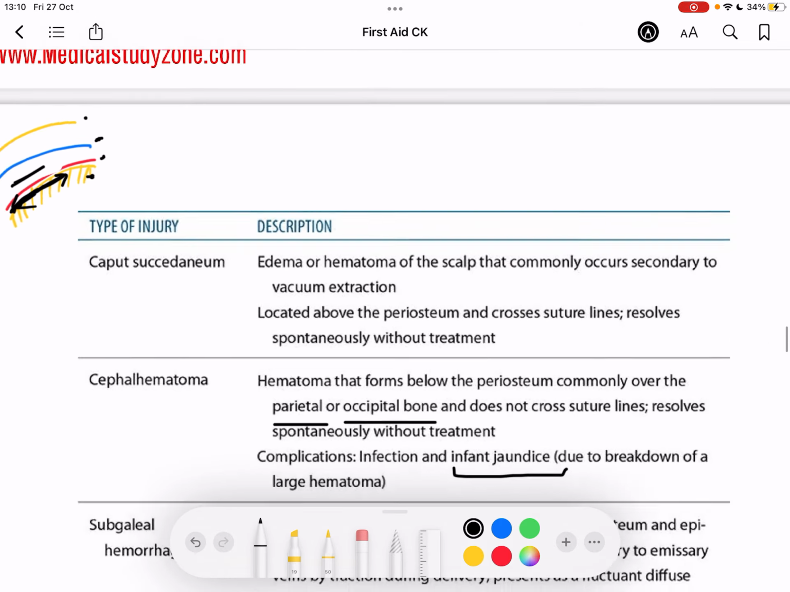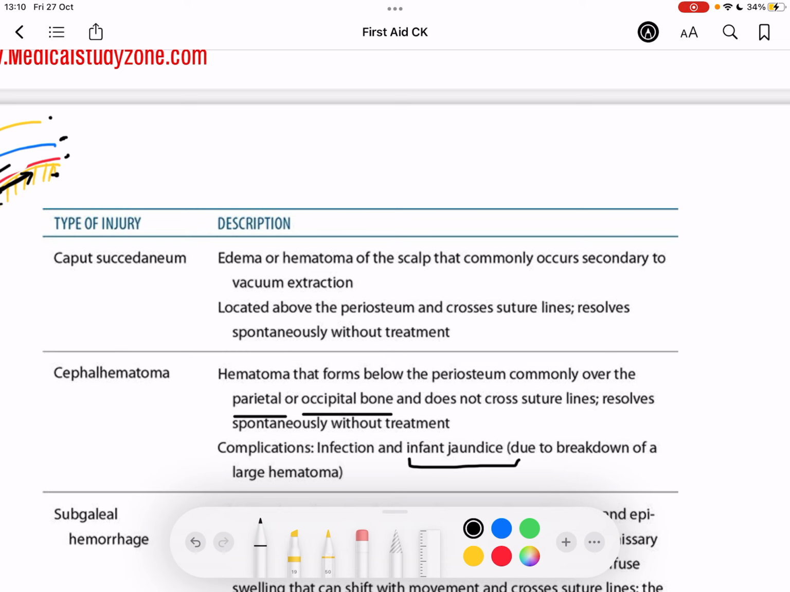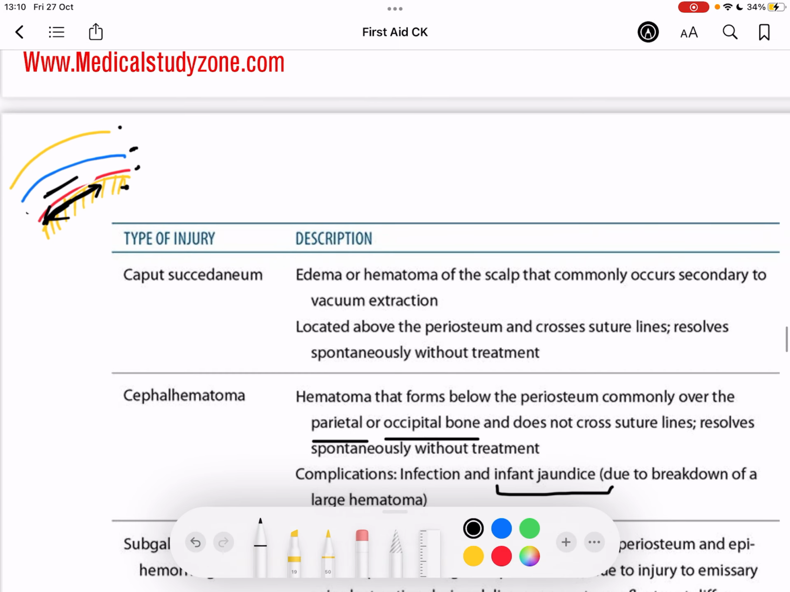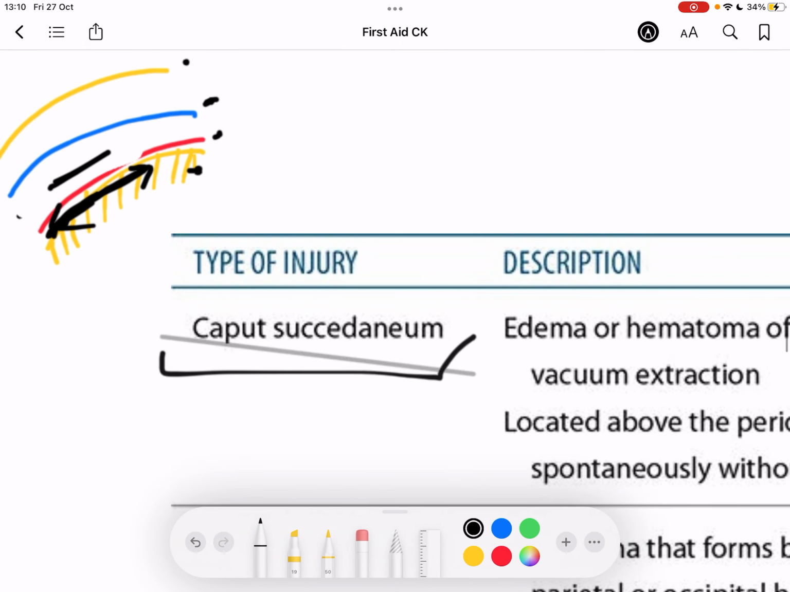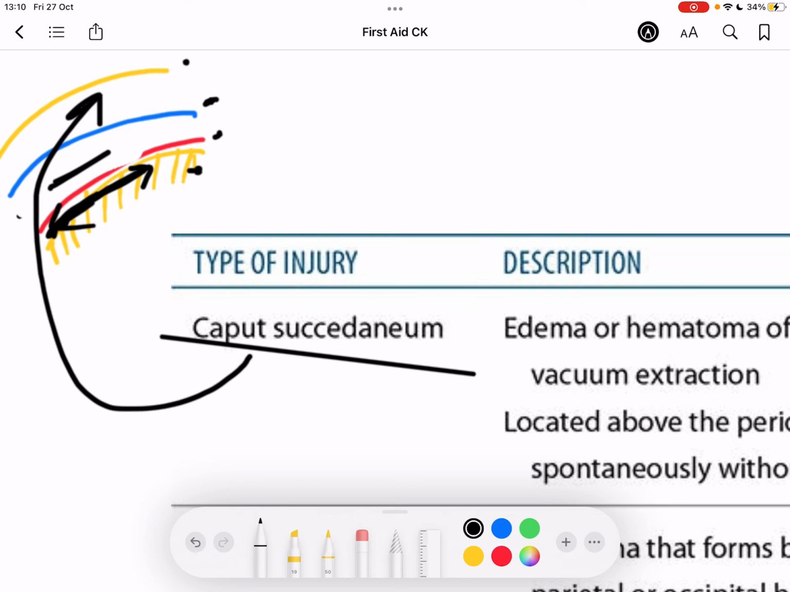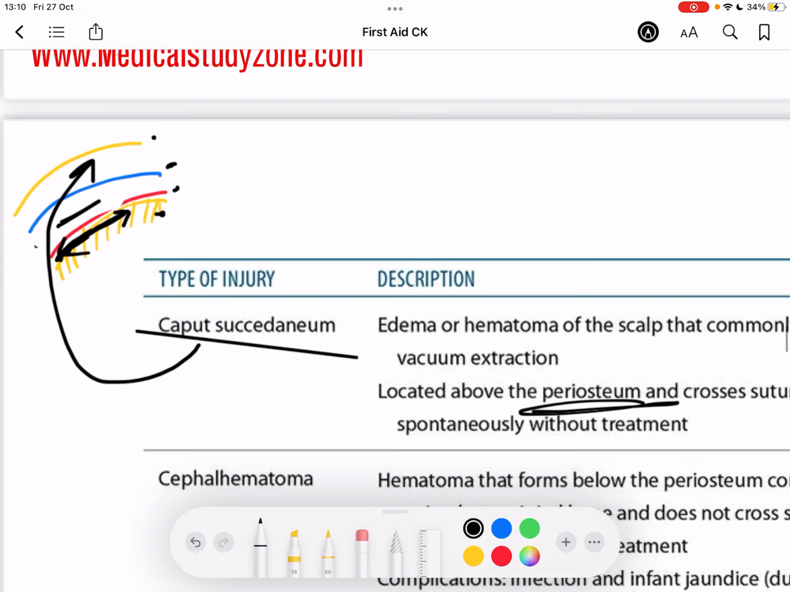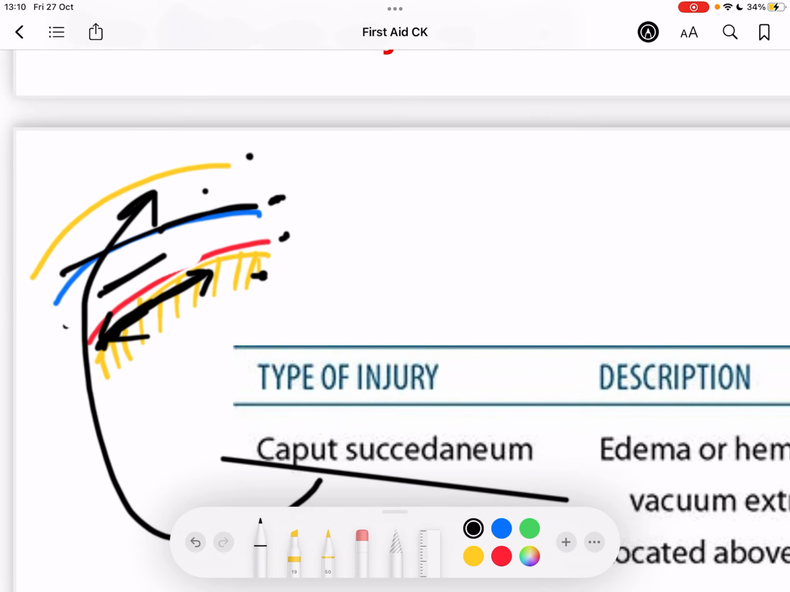Just give me 1 minute, I think I've made a mistake. Anyway, it's between, I think the caput succedaneum, I think this is actually located in this space. Apologies, I think this is a mistake here. It says located above the periosteum, but I think it's located above the galea aponeurosis. So I think that's a mistake, apologies.